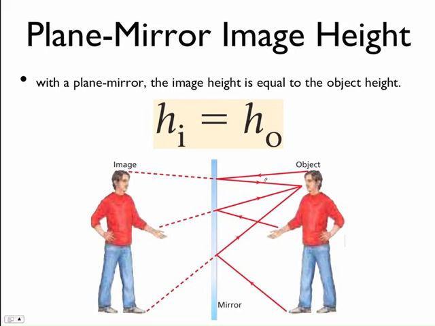Now, the height, again, with a plane mirror, this is really easy. The height is the same size. They're the same height. Now, when we start doing lenses and things, you could have your object height like this and your image height like that, and this would be hO and this would be negative hO, or hI. So if you have a negative height, that would mean that your image is upside down.